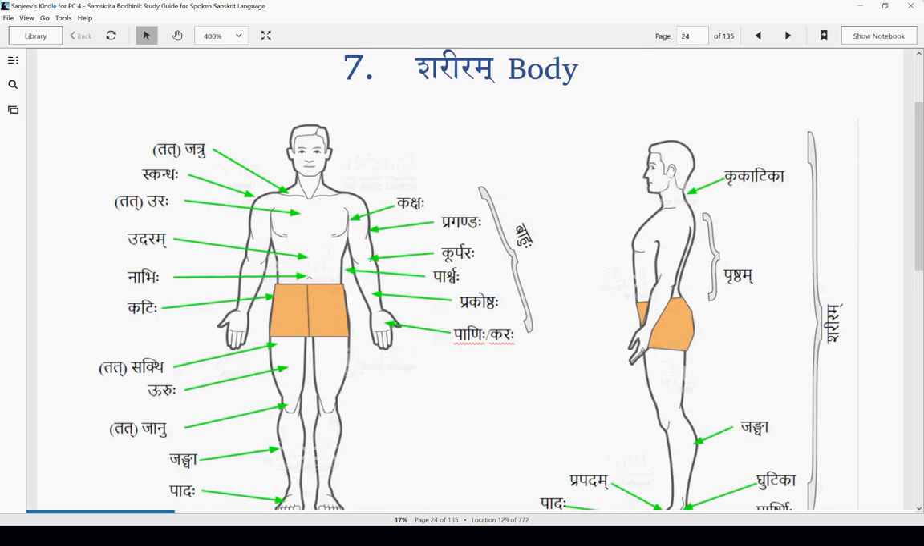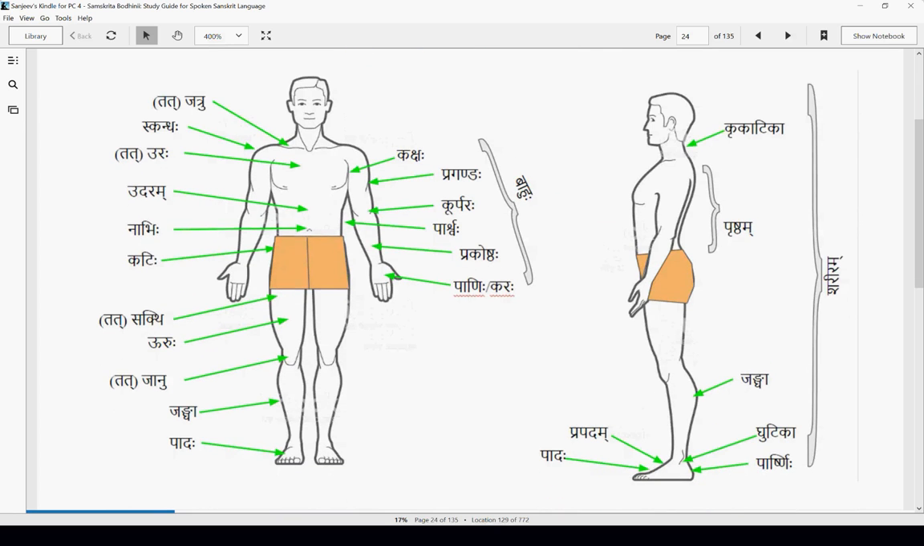So here there are some words showing the different parts of the body, shariram. We do not have to go through all these words here, but you can look at this picture later in your time. Just for the different words here showing different parts of the body.